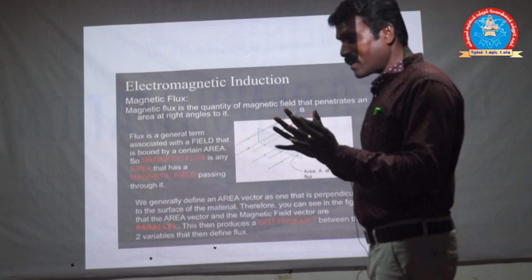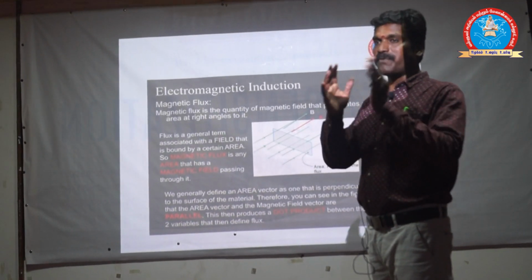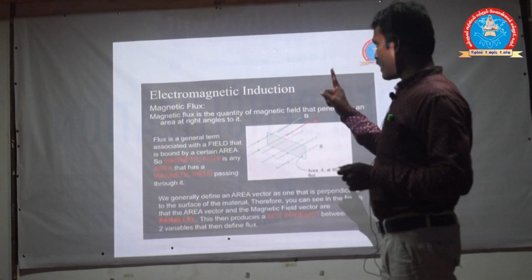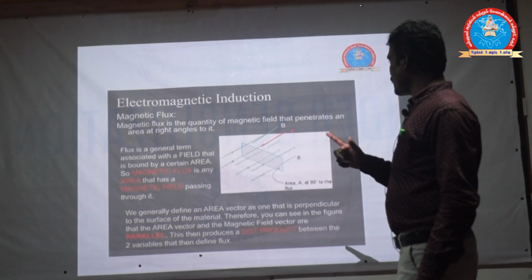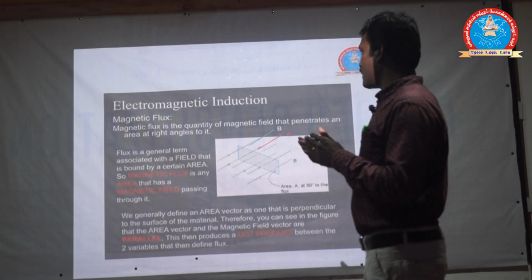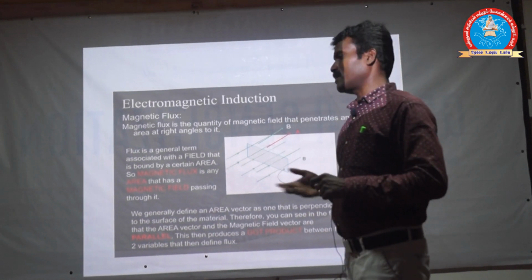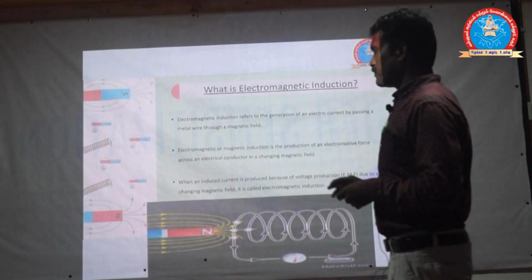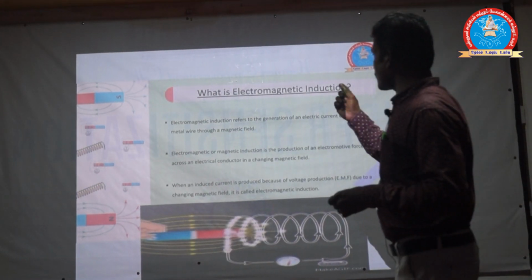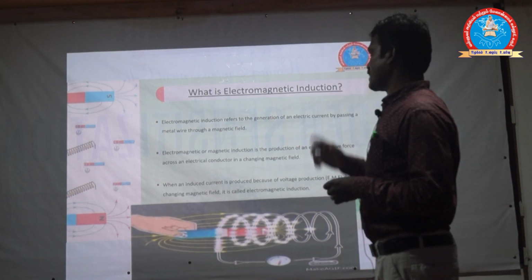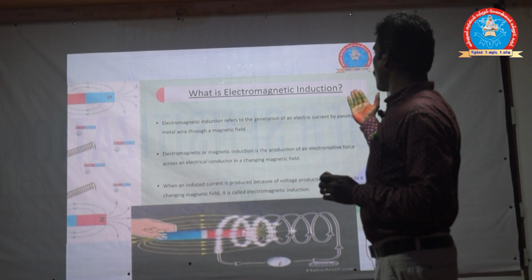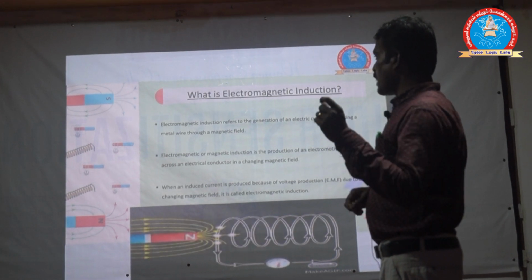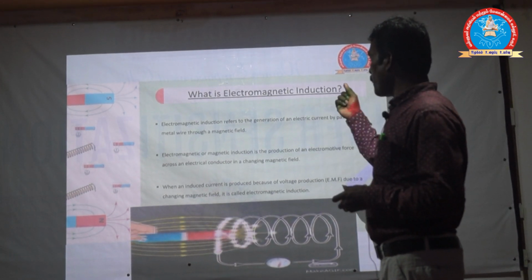Now we see electromagnetic induction. First we need to know about magnetic flux. What is magnetic flux? Magnetic flux is the quantity of magnetic field that penetrates an area at a right angle to it. So what is electromagnetic induction? Electromagnetic induction refers to the generation of electric current by passing a metal wire through a magnetic field.